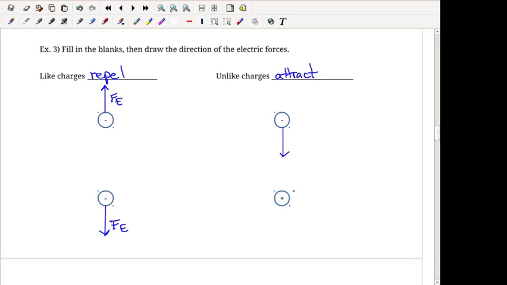And the positive charge is going to get pulled upward towards the negative charge, attracted. These are both the electric force. And again, equal and opposite, according to Newton's third law. Like charges repel, they want to get away from each other. Unlike charges attract, they want to get together.